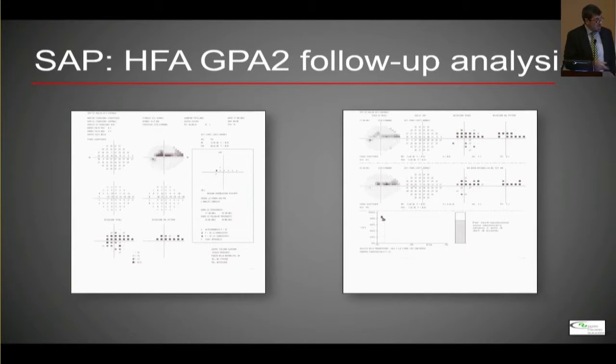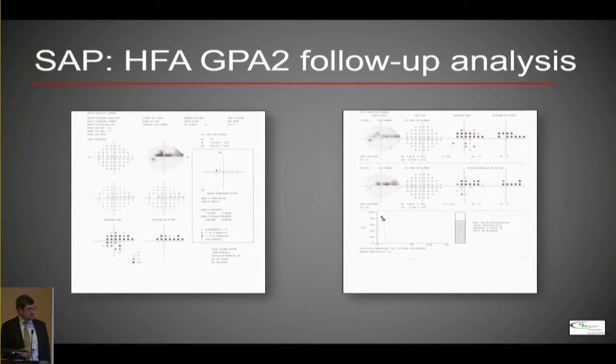This is, as an example for the Humphrey field analyzer, the GPA2 follow-up analysis, and you know that we have two different kinds of analysis. The event analysis, which is telling us if there is a change from baseline, and a topographic analysis telling us where the change is happening, and then there is a trend analysis, which is very helpful because it's telling us how fast the patient is changing. It's going to give us the rate of progression.